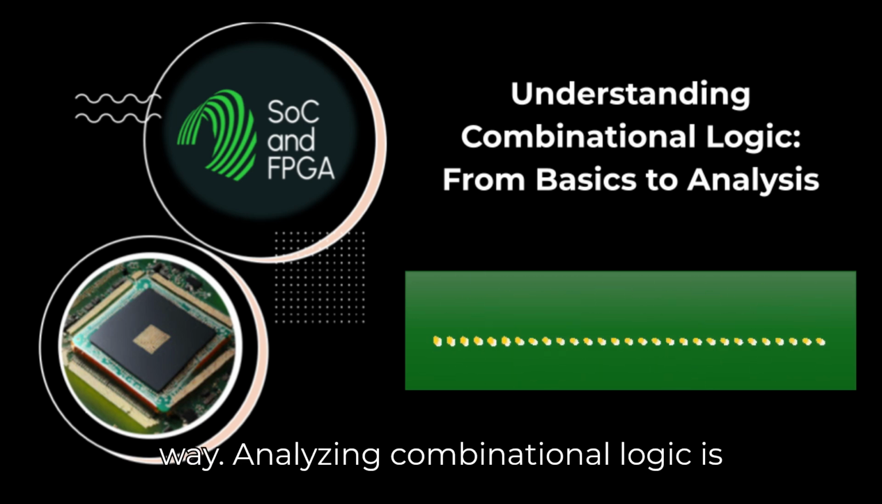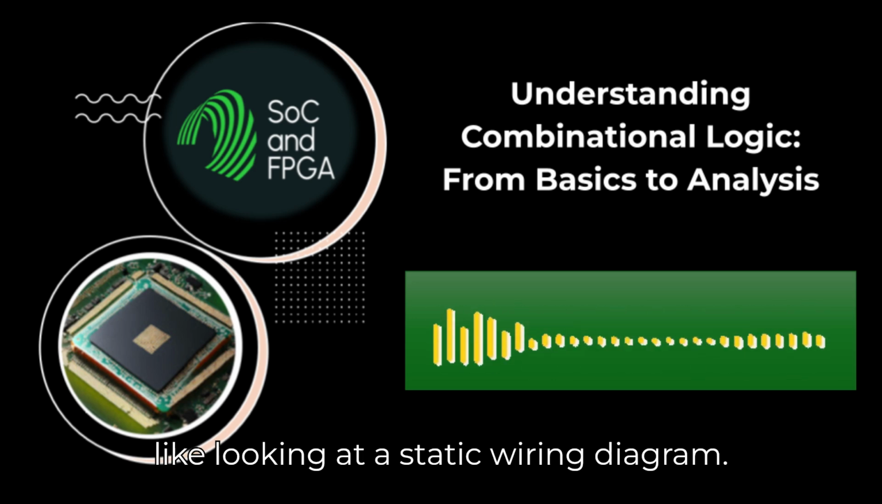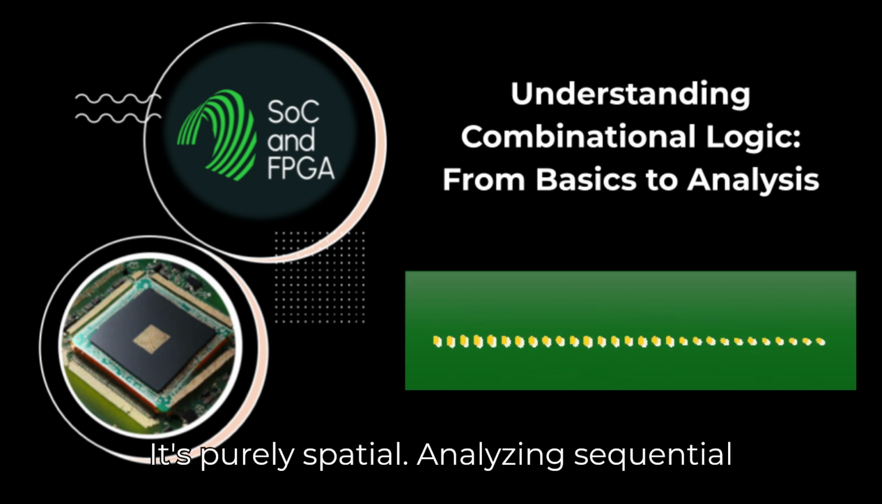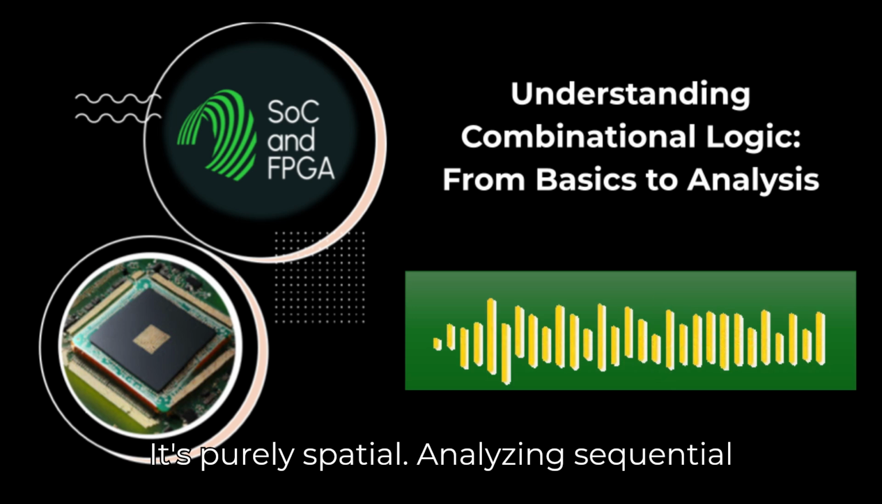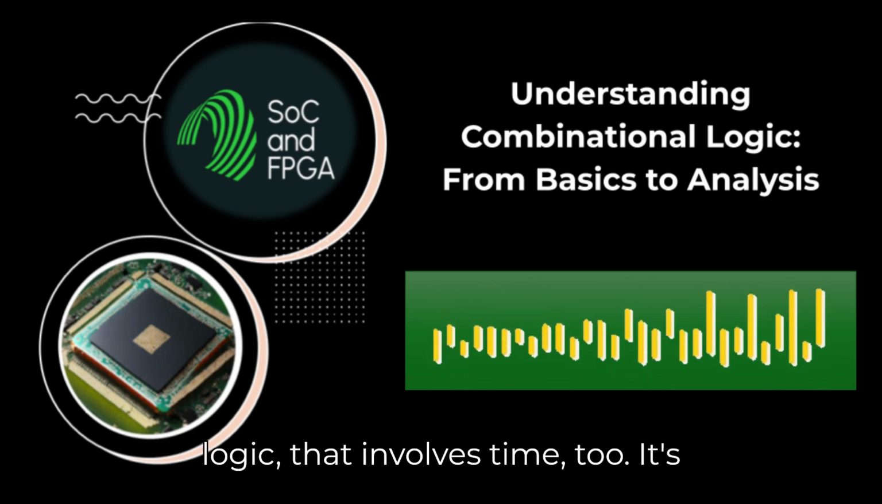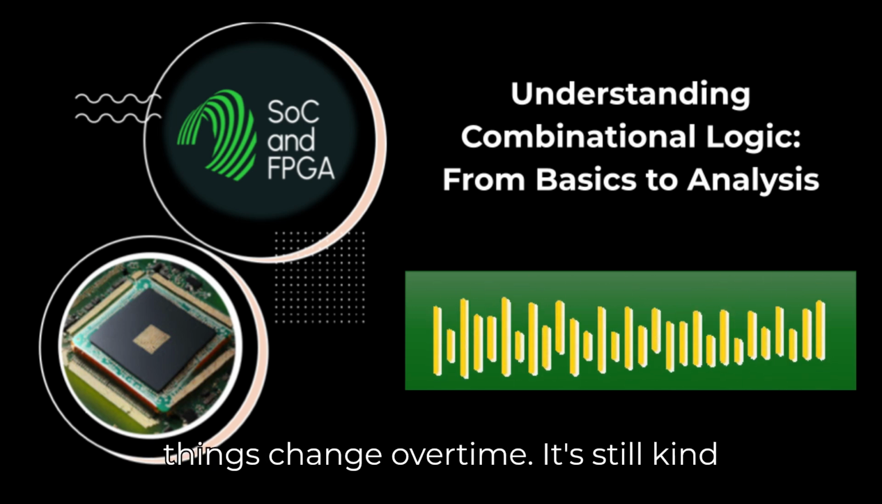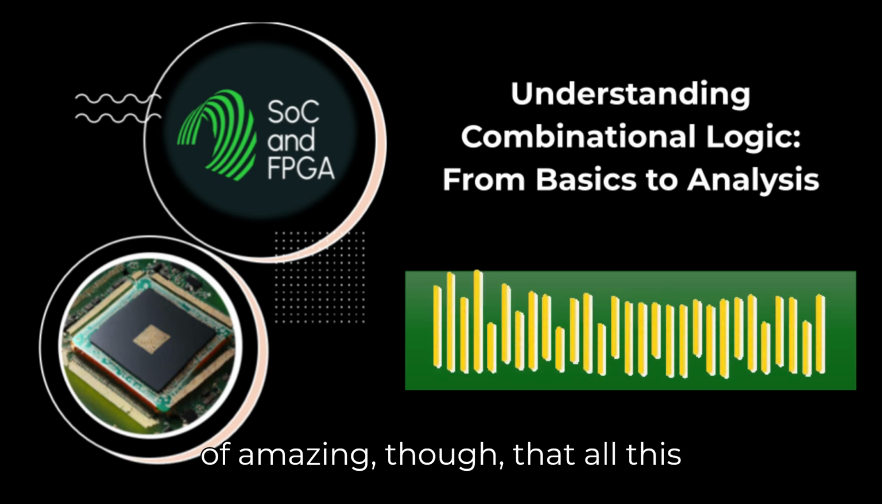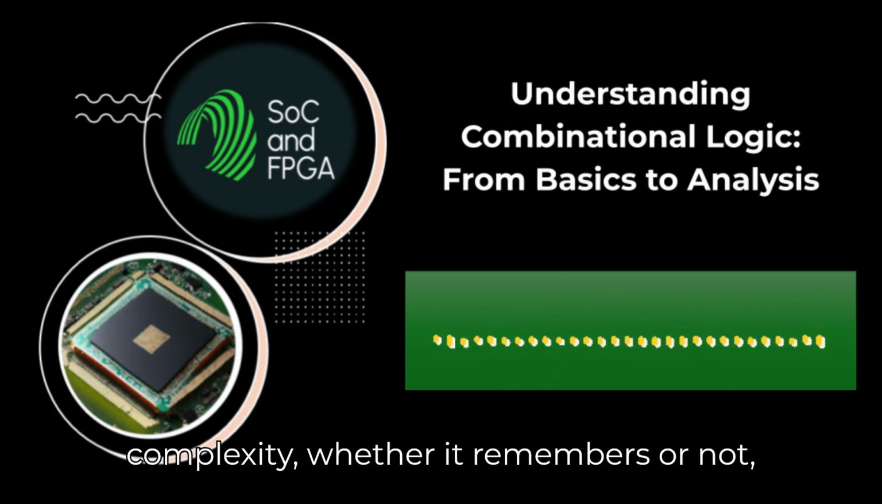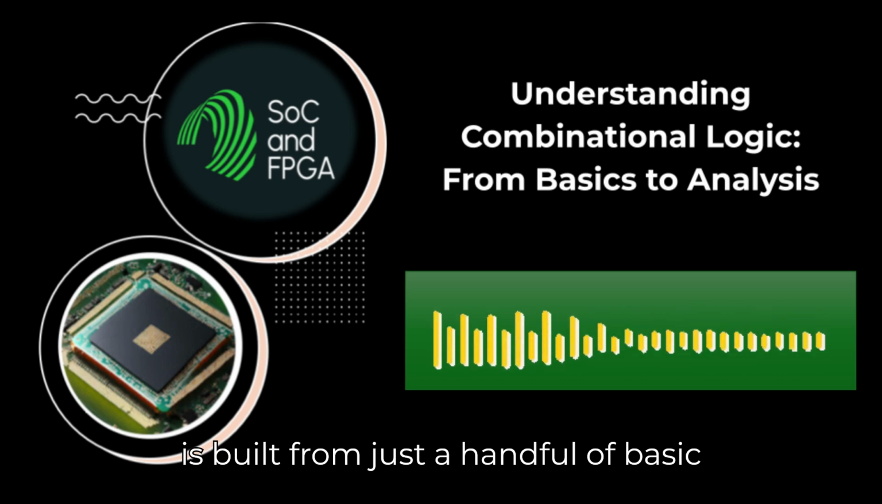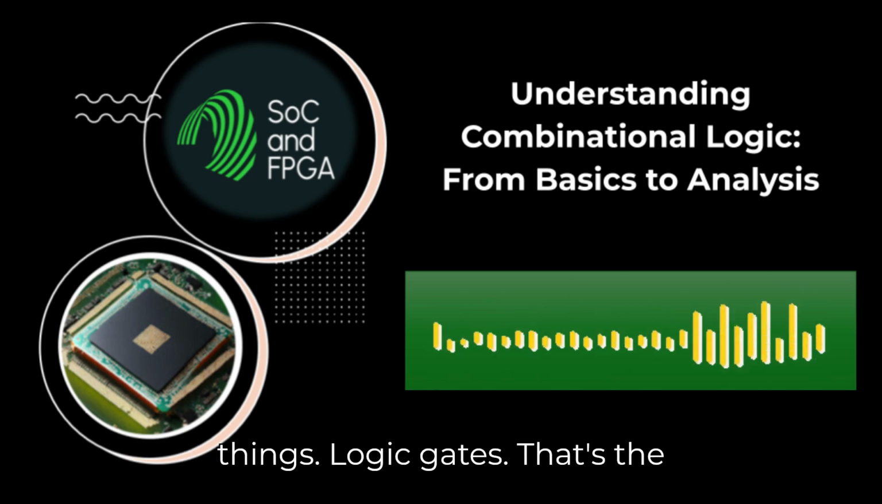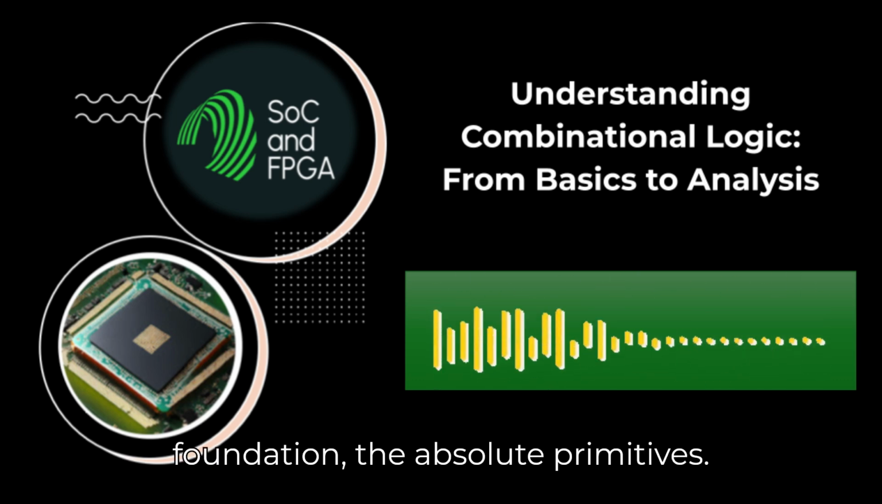Exactly. Think of it this way. Analyzing combinational logic is like looking at a static wiring diagram. It's purely spatial. Analyzing sequential logic, that involves time too. It's spatiotemporal. You're watching how things change over time. It's still kind of amazing, though, that all this complexity, whether it remembers or not, is built from just a handful of basic things. Logic gates. That's the foundation, the absolute primitives.